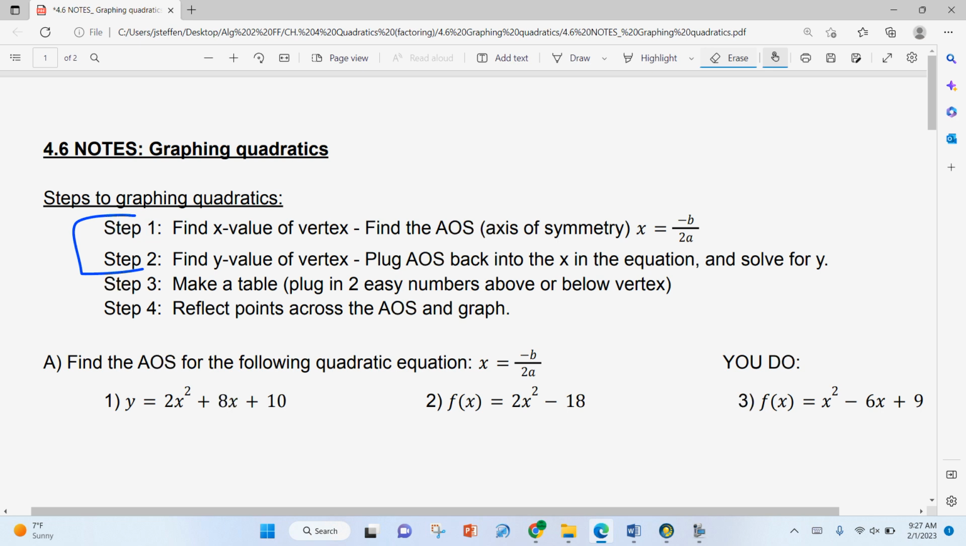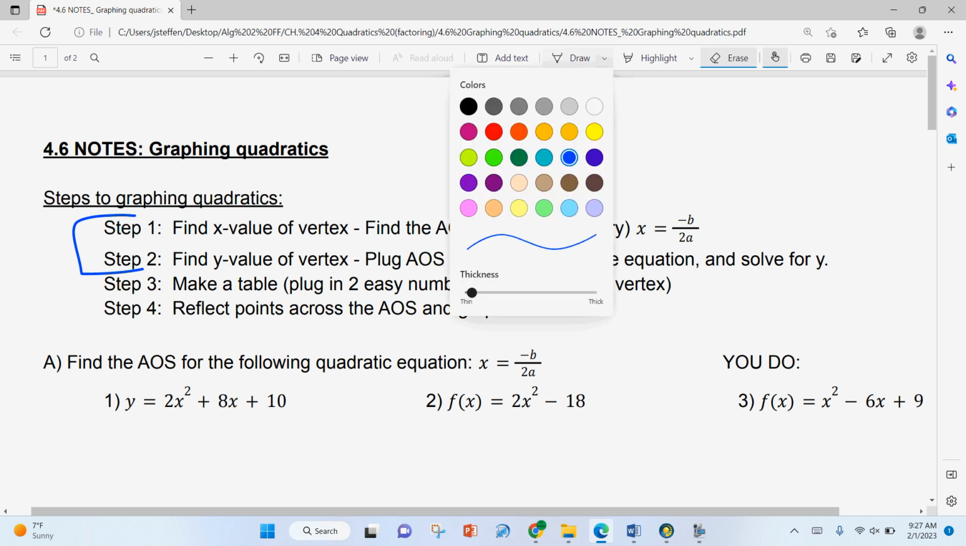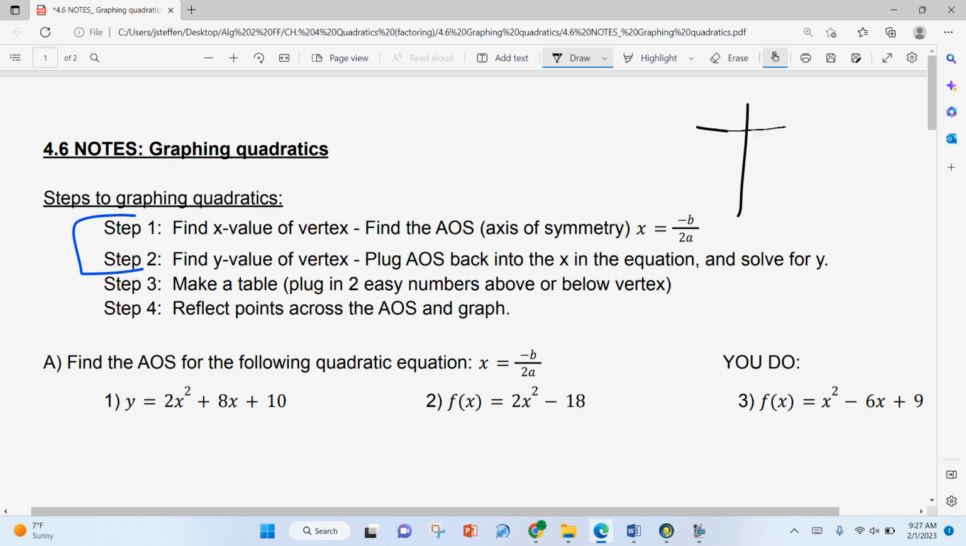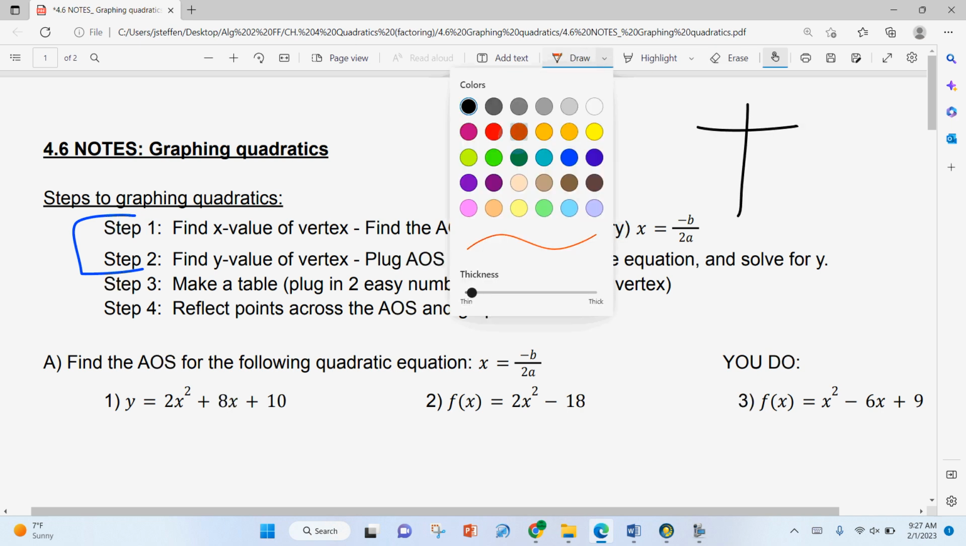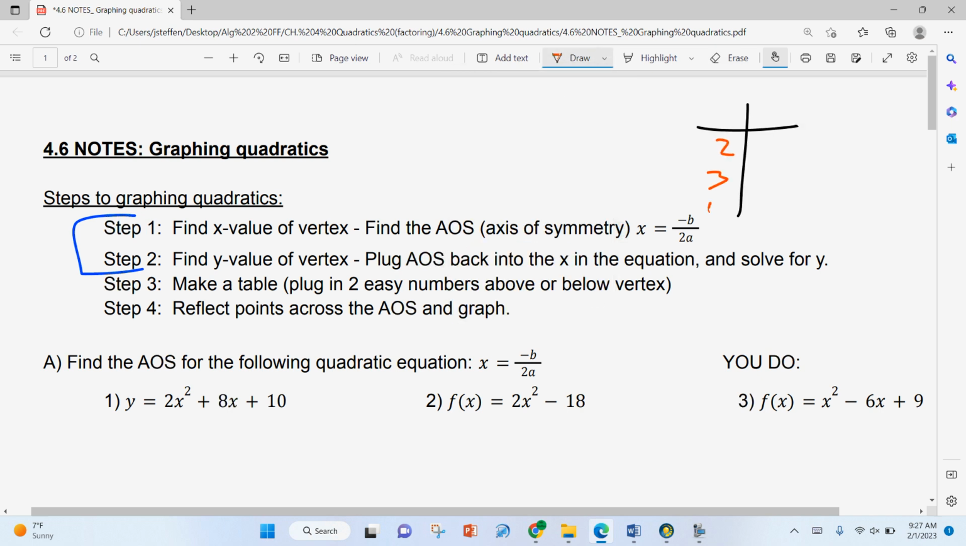Step 2 is taking that axis of symmetry and plugging it back in to find your y value. Do you remember back when we did questions where you make a t-chart and plug in 2, 3, 4, 5? You'd plug 2 into an equation, and whatever it would get out, you'd put here, then you plug 3 into the equation, and so on and so forth. That's what we're doing today. The only difference is we're starting with the axis of symmetry.